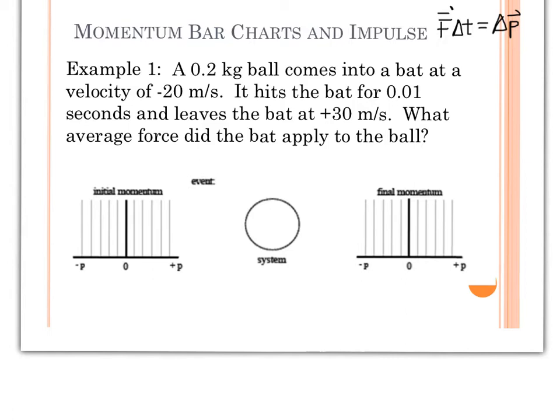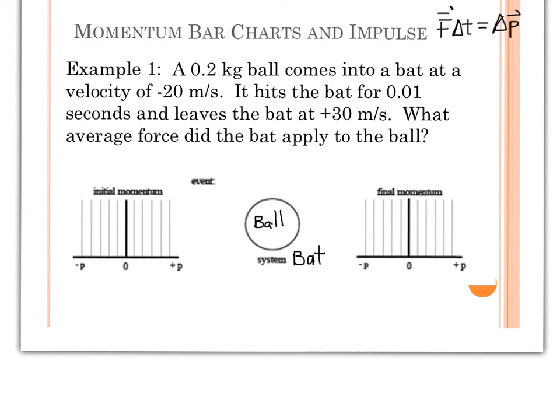So in this problem, we've got a ball that's being hit by a bat. The ball is the thing that's moving that we can really talk about momentum for. So that's what we're going to put inside the system. And the bat is going to be outside the system, providing an impulse, a force applied over time to the ball. So a ball comes into a bat at a velocity of negative 20 meters per second.